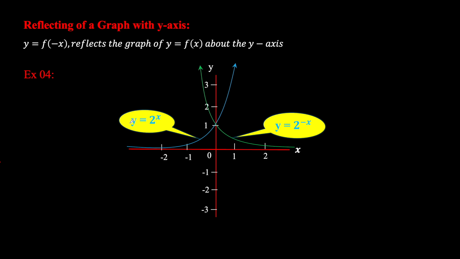So let's do it. We take y is equal to 2 to the power minus x, you see? So I do the operation on x. So in this case, when I do the operation with x, this reflects my graph about the y-axis, okay? This is the y-axis. And that's the idea in general.